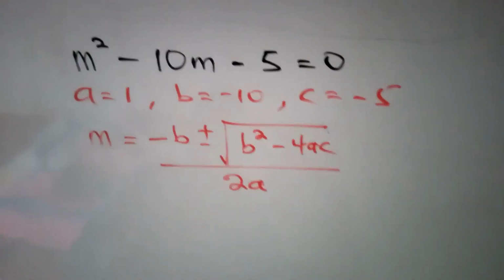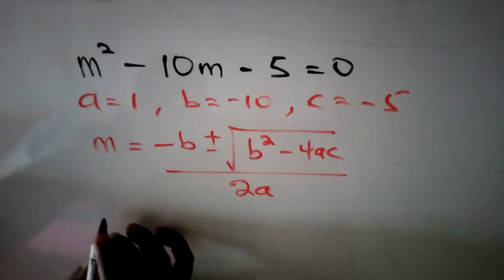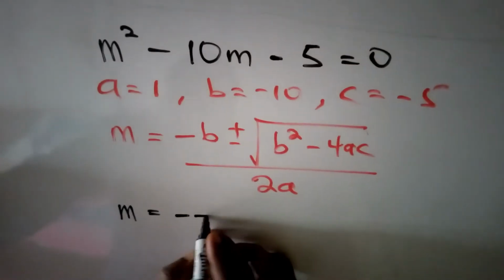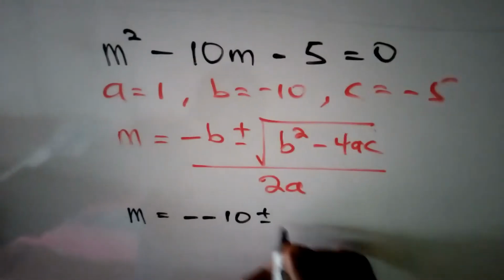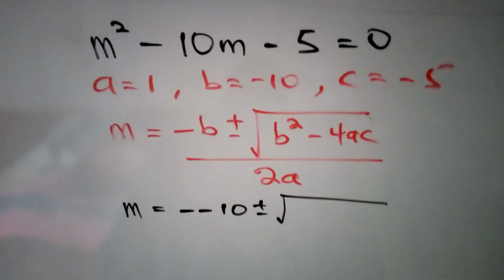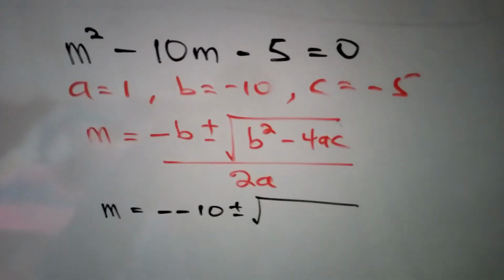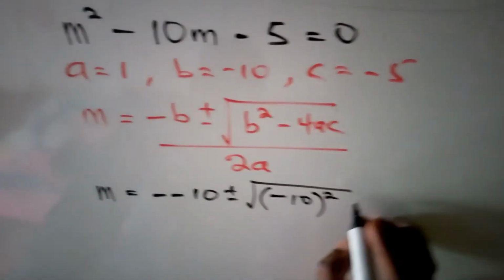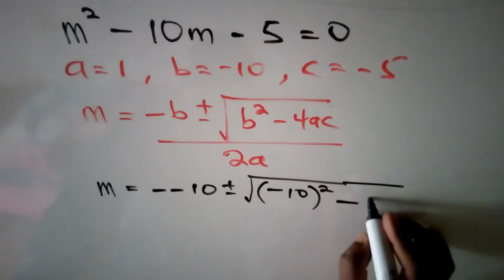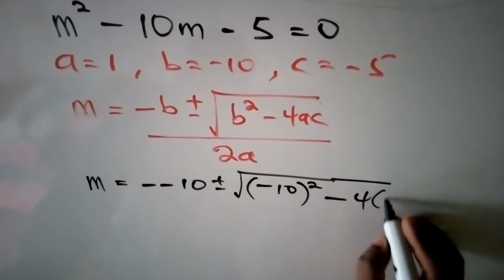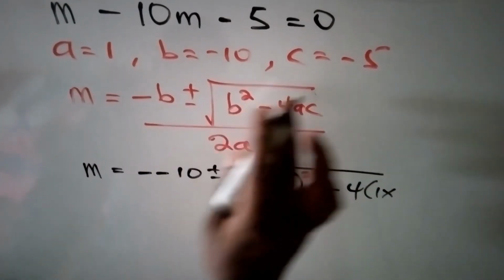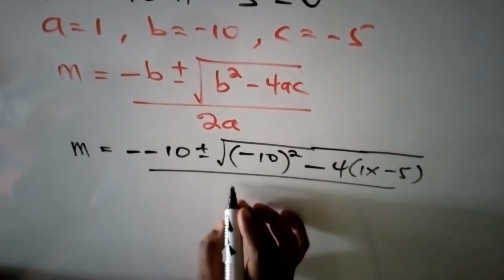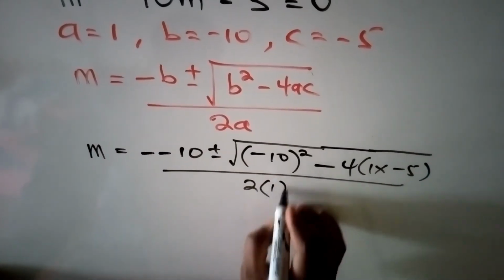So applying this formula, our m will be equal to, our b is minus 10, so we have minus minus 10 plus or minus square root, minus 10 squared, which is our b, minus 4, a is 1, and c is negative 5, all over 2 times our a, which is 1.